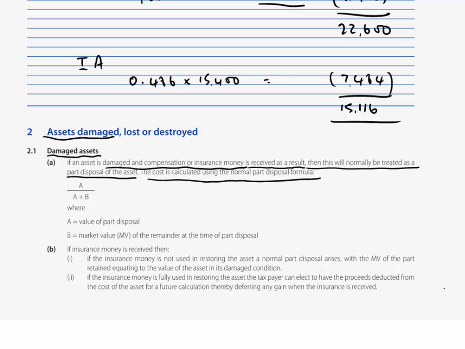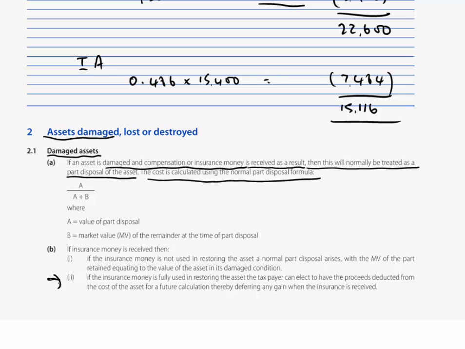Okay, so in that example 4, what we saw was if the insurance money was not used to restore the asset, you took the money, that was a part disposal, calculate the gain, and the only issue to remember, as it's a corporate disposal, is give indexation allowance in relation to that allowable cost. Had you been dealing with an individual, exactly the same technique would have been used, only of course there would have been no indexation allowance when dealing with the calculation of that gain.